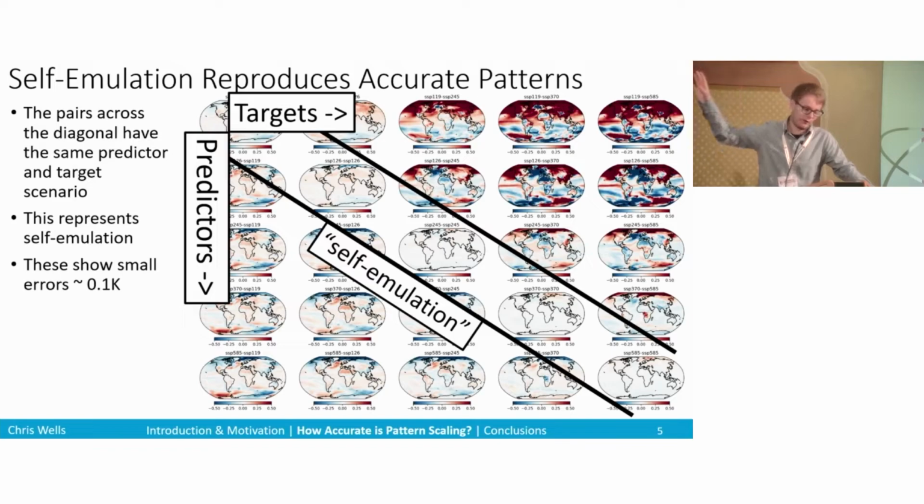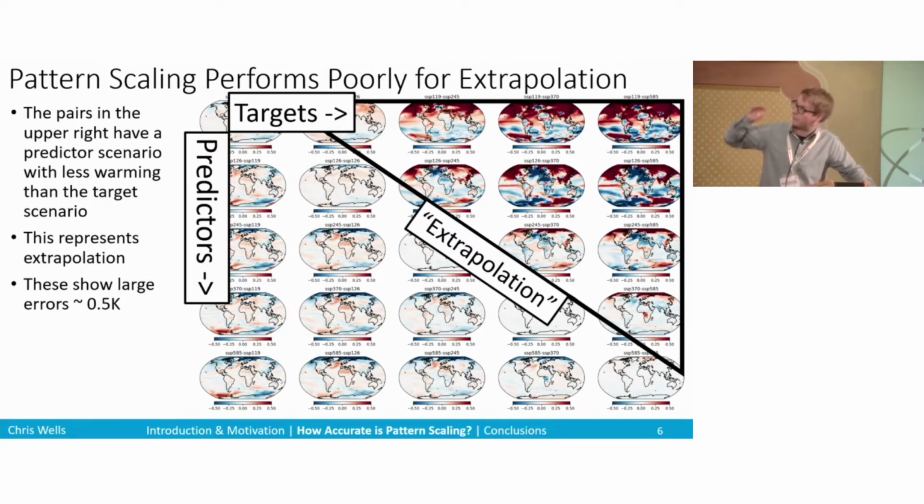So this is the emulator error towards the end of the century, once the scenarios have diverged in their responses. But the self-emulation is still generating, as you can tell, these relatively small errors. And so if we go to the top right of the graph, that represents what we can call extrapolation. So this is using one scenario to target a scenario with a larger radiative forcing. And as you go towards the top right corner, you get more extrapolation. The top right is, of course, using SSP1-1.9 to target SSP5-8.5.